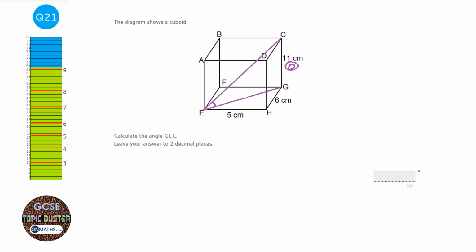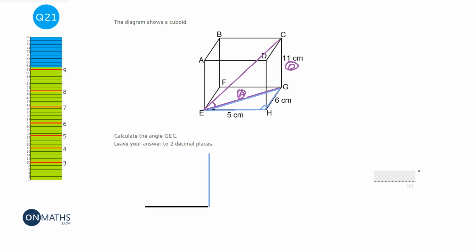But the adjacent at the bottom, if you have a look at the bottom, the adjacent here could be quite easy to find, because if you have a look at the right angle triangle here, we have 2 of the lengths. We've got the 5 and the 6, and we're looking for the third. And because it's a cuboid, we know that that's a right angle there. So the first thing I would do to start this question off is just copy down the triangle that we've got at the bottom.